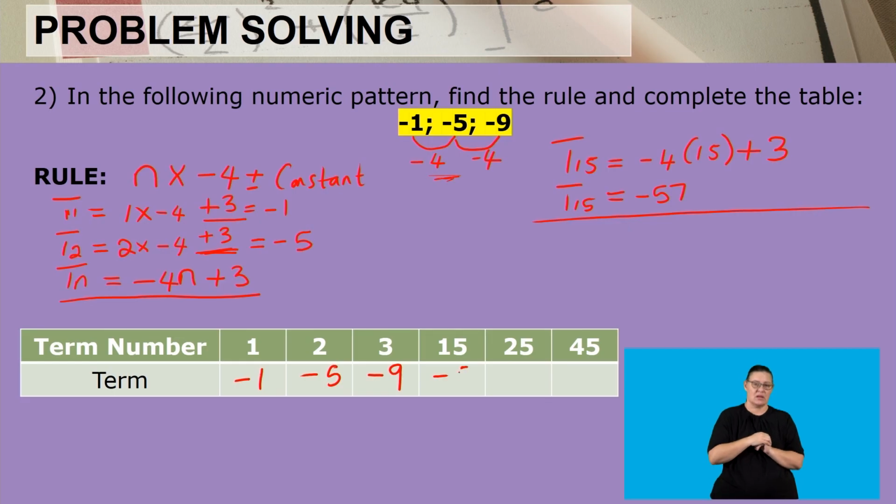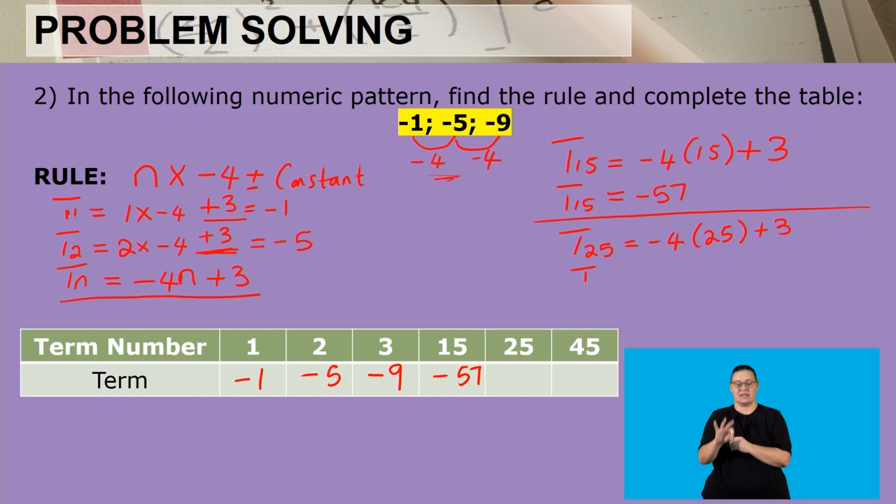Let us find now the 25th term. So that is going to be now our -4 multiplied by our 25, and we are going to add 3. What answer are you getting there? If you are getting a 97, then well done. You have substituted correctly and your answer is correct.